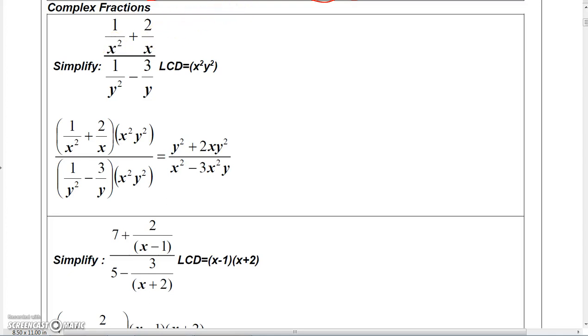Okay, so now we're going to talk about complex fractions. Basically, a complex fraction is where you have a major fraction, but then in the numerator or denominator you have fractions as well. Notice here, this is a fraction, but on the top I have 1 over x squared, which is a fraction, plus 2 over x, which is a fraction. On bottom I have 1 over y squared minus 3 over y, and those are both fractions.